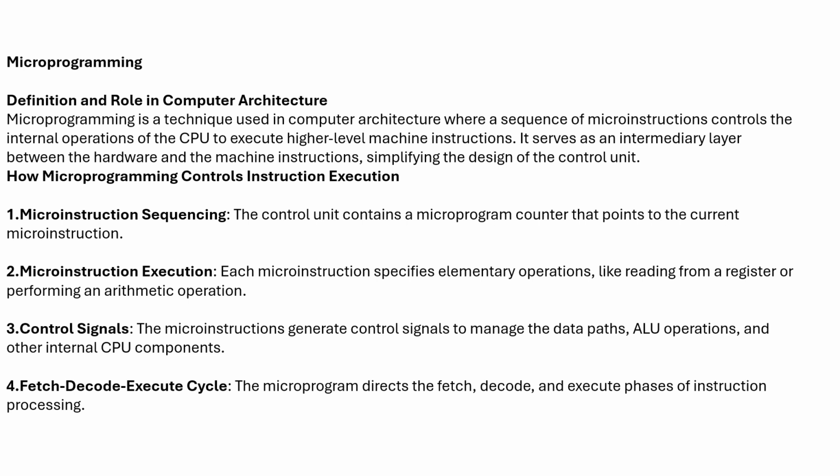How microprogramming controls the instruction execution. Microinstruction sequencing: the control unit contains a microprogram counter that points to the current microinstruction execution. Each microinstruction specifies an elementary operation like reading from a register or performing an arithmetic operation. Control signals: the microinstructions generate control signals to manage the data path, ALU operations, and other internal CPU components.